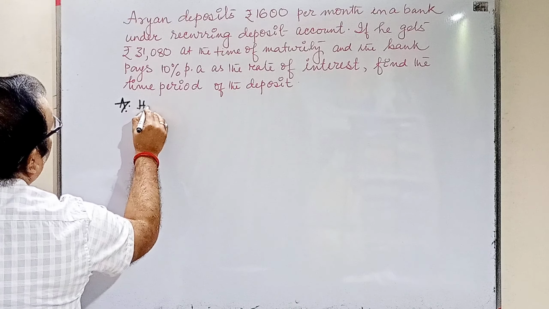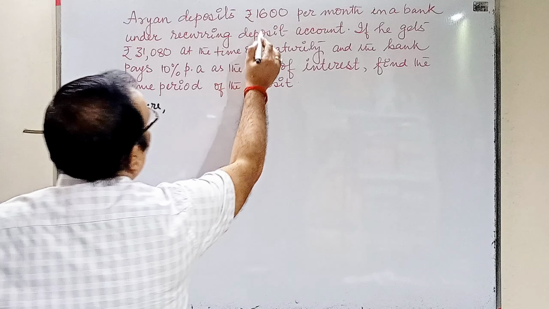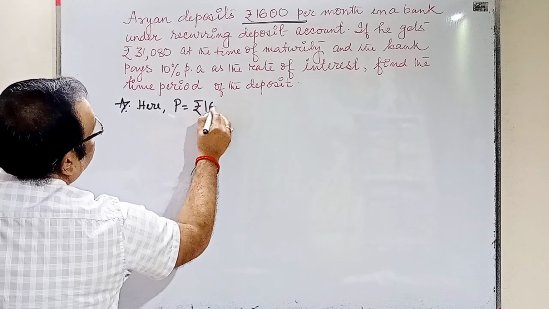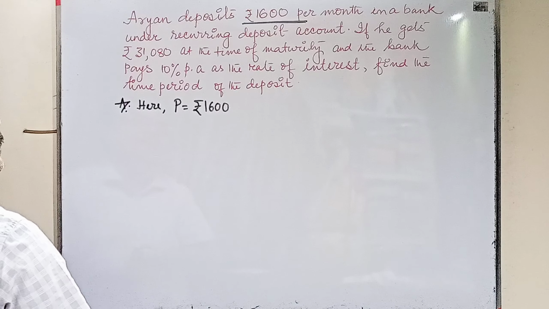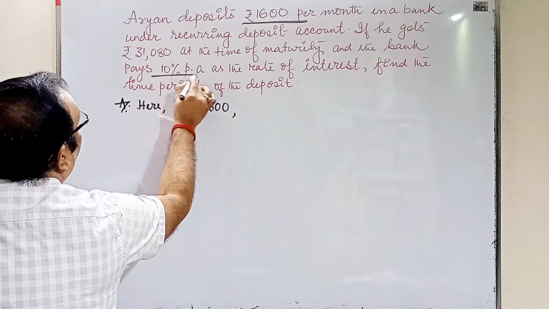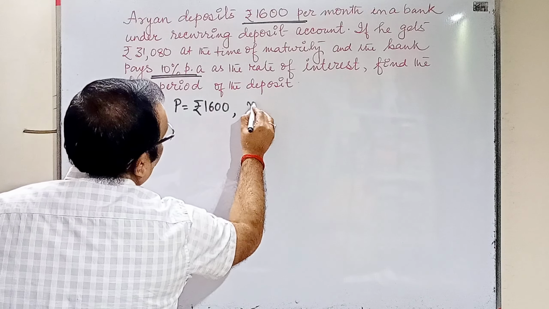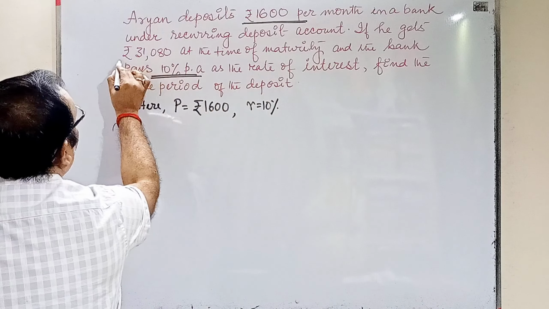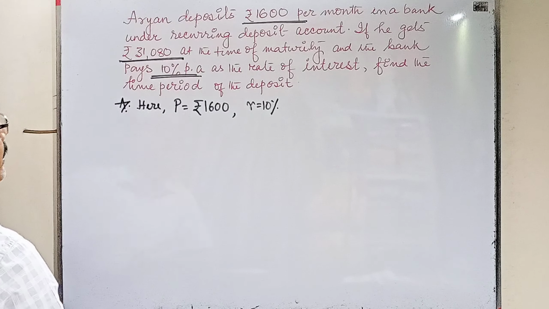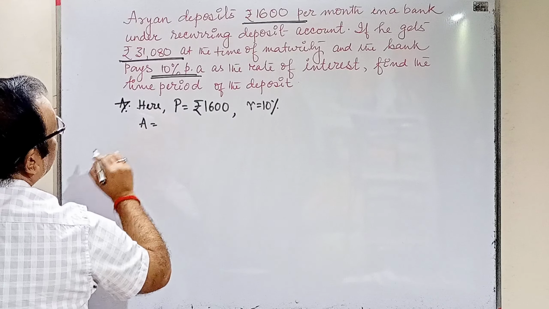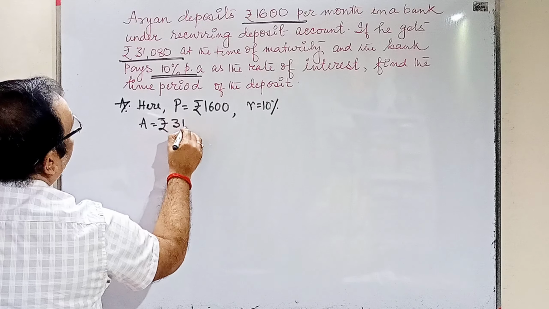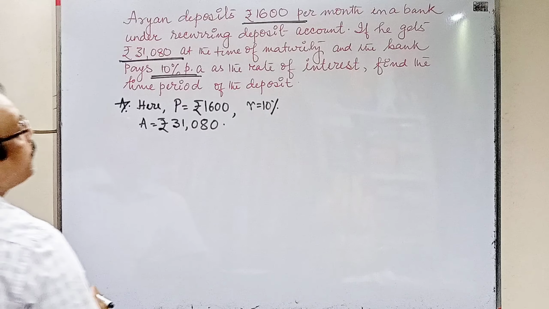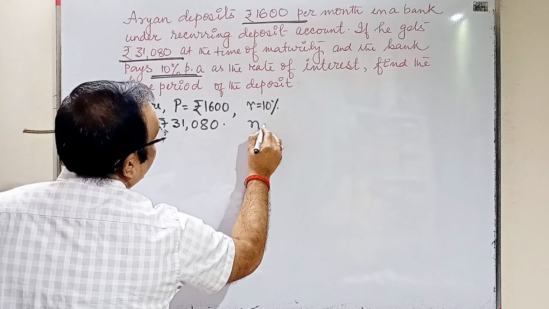So first let us see what information is given here. Deposit 1600 per month, so the principal is rupees 1600. The bank pays at the rate of 10%, so rate is 10%. If he gets rupees 31,080 at maturity, the amount received on maturity is rupees 31,080. These are the informations given. What we need to find out is the time period, that means N is how much.